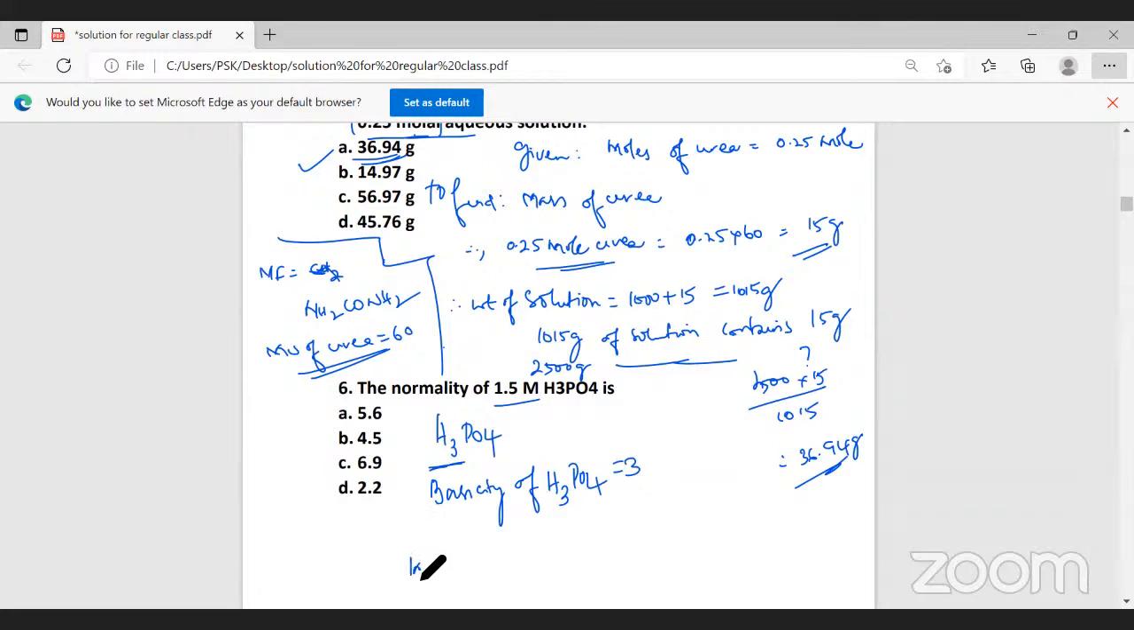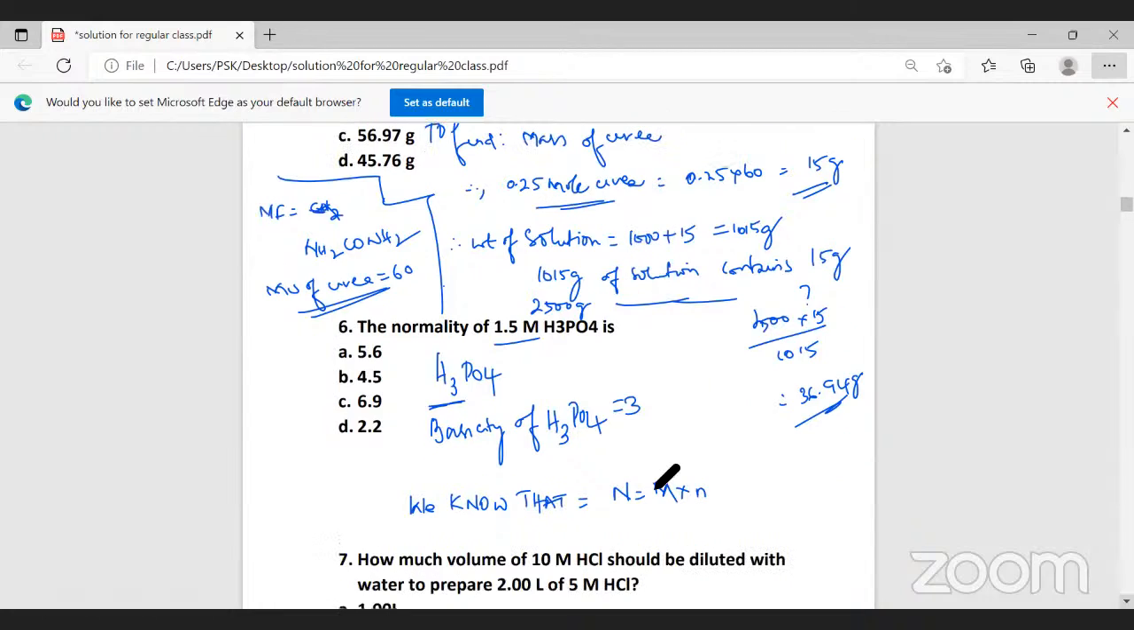I didn't teach you this, but remember this formula. Normality is equal to molarity into small letter n. Capital N is normality, capital M is molarity, small letter n is basicity. So normality will be equal to what? 1.5 into basicity, which is 3. Therefore, it will be 4.5. So 1.5 molar phosphoric acid is 4.5 normal phosphoric acid.